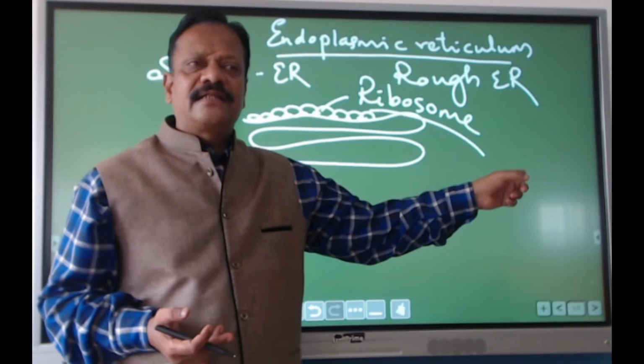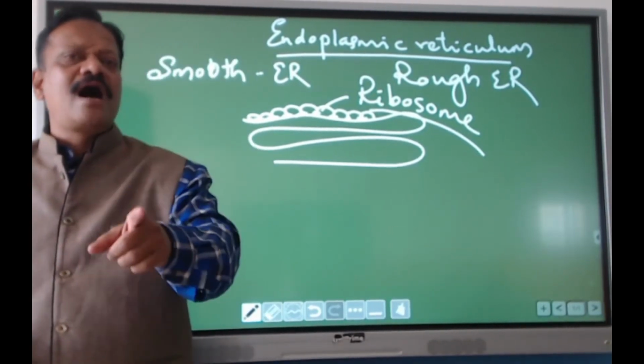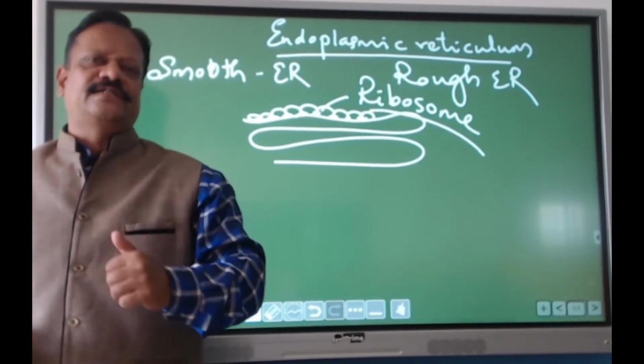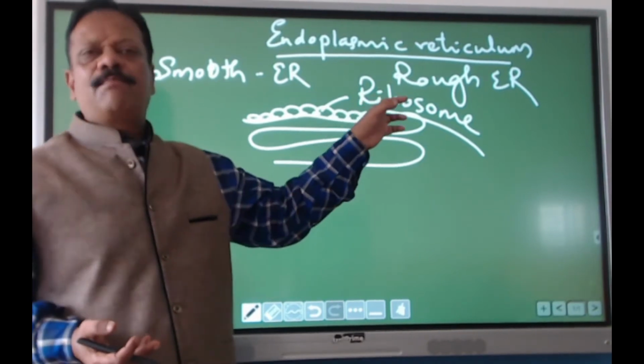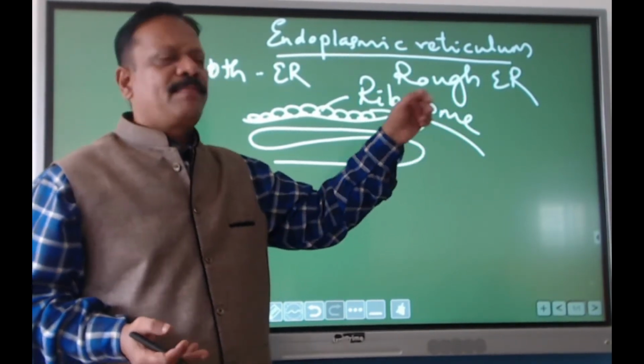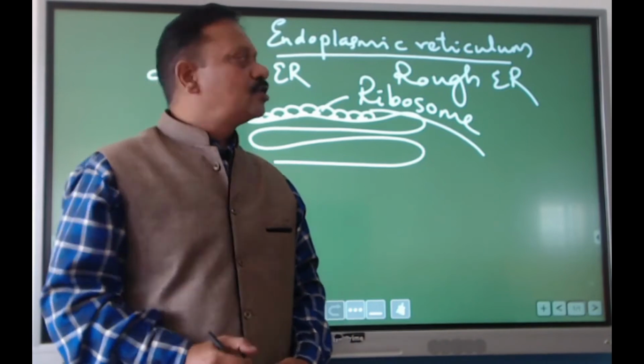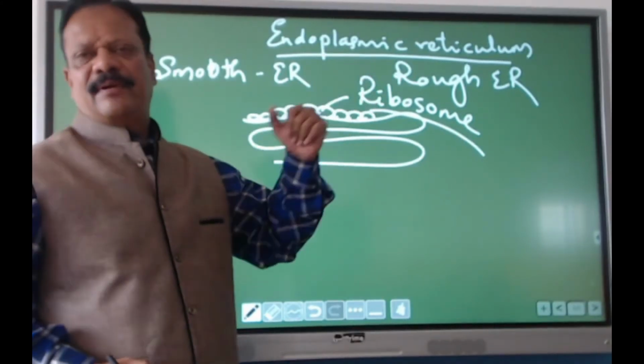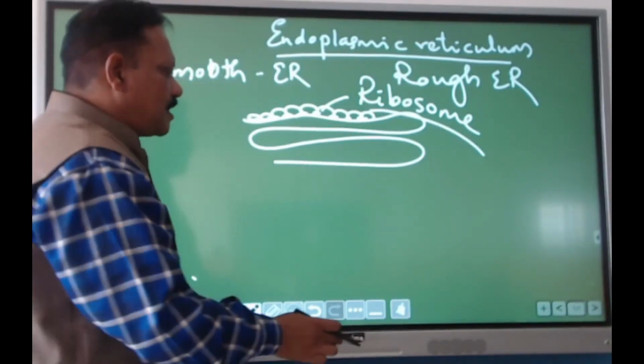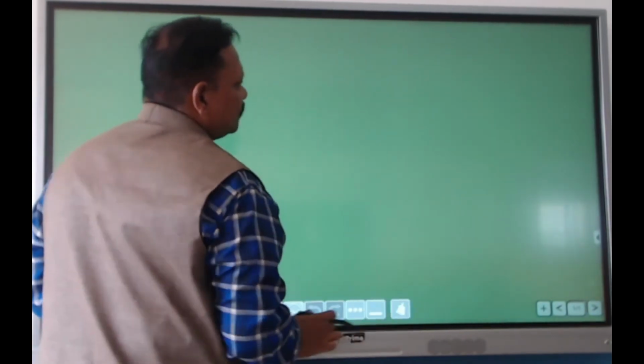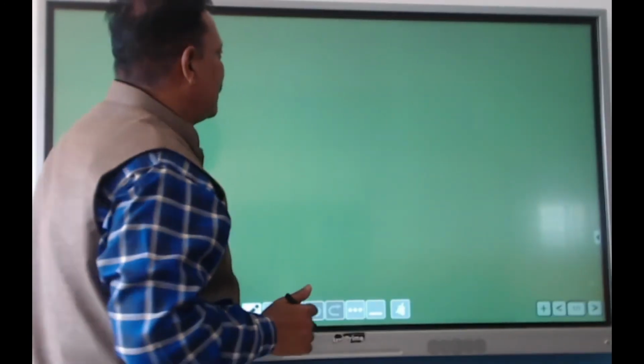Ribosomes are protein factories. So in this way the protein synthesis is taking place in ribosomes. So in this way the endoplasmic reticulum you are observing. Now we'll move on to the another organelle.